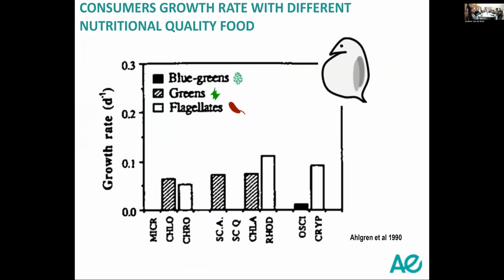And this is well known since the 90s. There were feeding experiments run with Daphnia and different algae. The flagellates are mainly the cryptophytes. Here we have Cryptomonas, Pseudomonas, Chromonas. So we see that the growth rate is the highest when the consumers are feeding on these algae. And then we have the blue-green algae. Here we have Oscillatoria. There we have Microcystis. So they really don't grow.